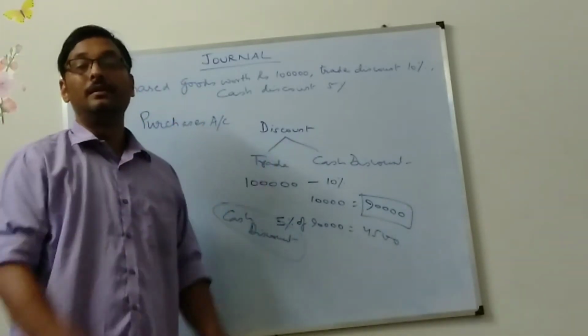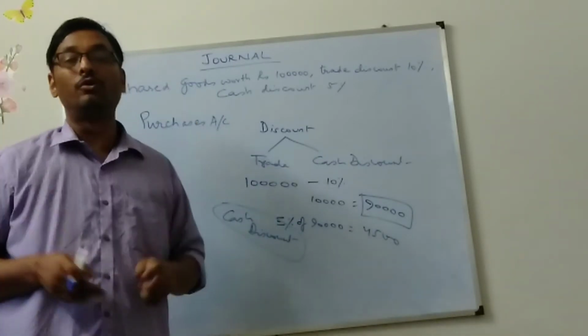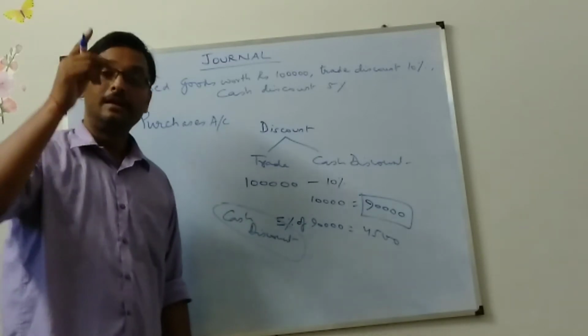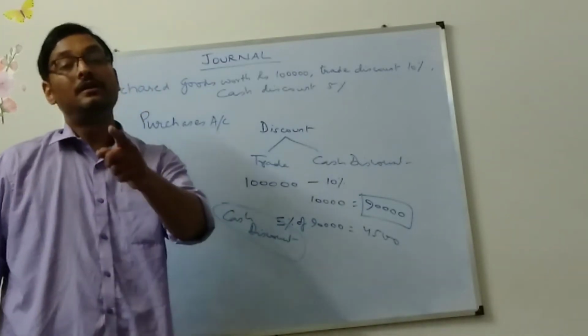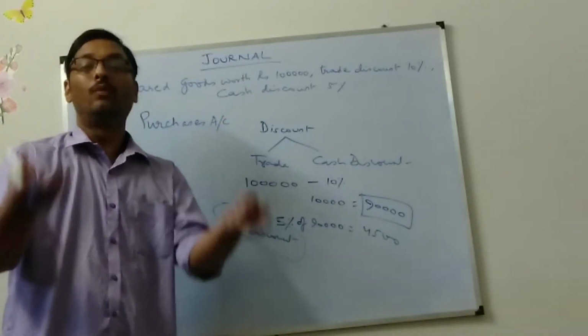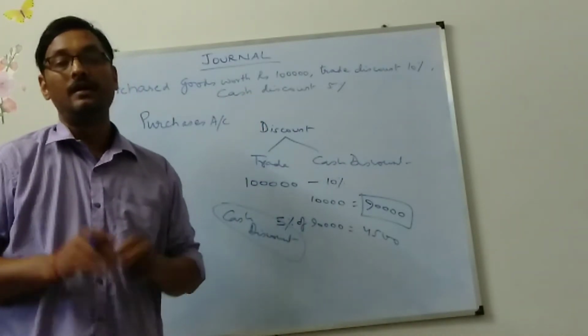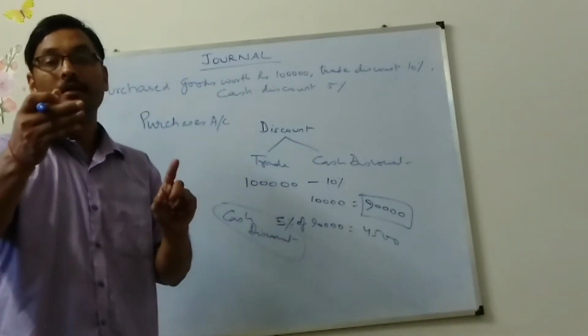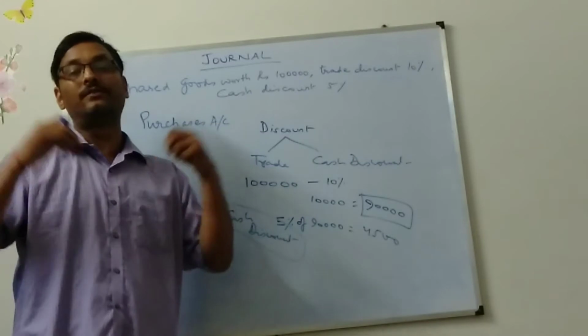Everything will not be given. You have to think on your own. Why would he be giving cash discount? He will give cash discount in that particular case when you are supposed to pay money back to him. If you have already paid, why would he give you cash discount? Have you understood this point or not? If you have already paid, then what's the need of giving discount?